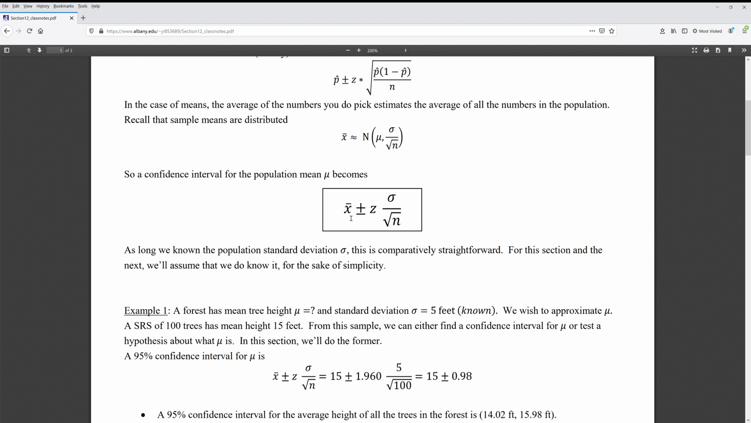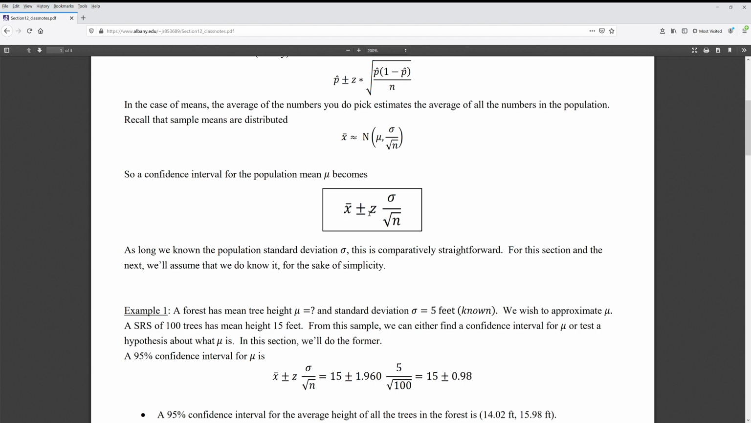So if you know the average of the numbers that you picked, which of course you do, it's your estimate, and if you know the confidence interval you're looking for, and if you know these guys, then you're good to go. Do you know the sample size? Of course you do. The z comes from the same row it always came from, just like in Section 10. If you want 95 in the middle, then you want 1.960 to either side. So the exact same row on the normal chart that we had before.